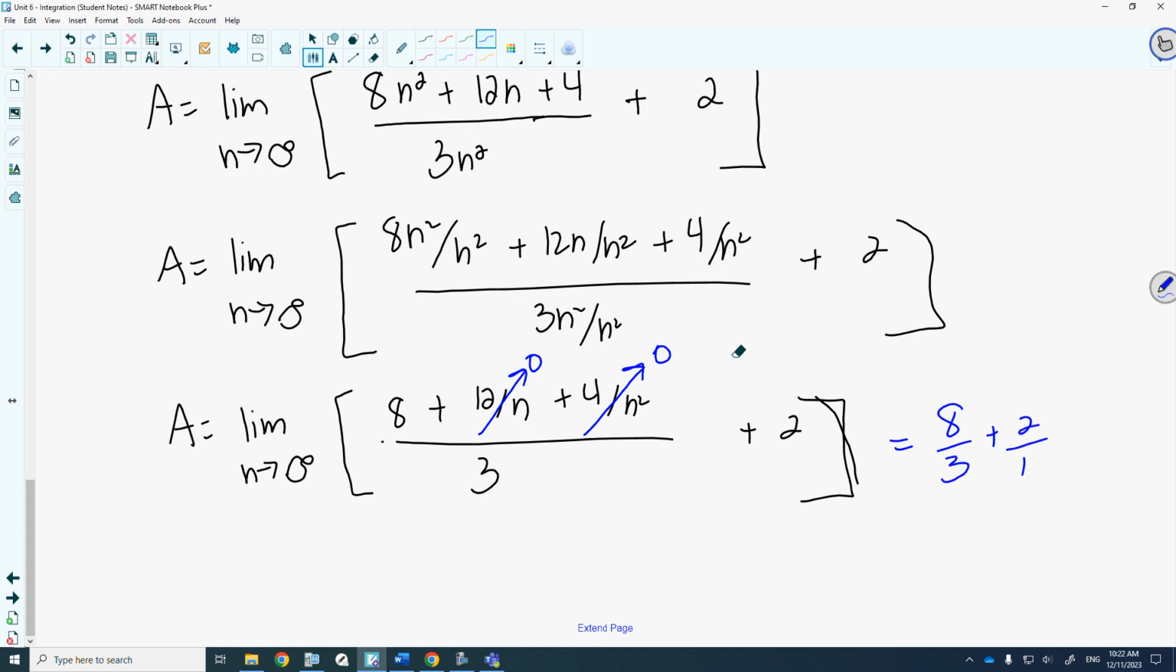And then we'll get common denominators. And we'll have 8 plus 6. We're going to get 14 over 3 units squared. So the area under the curve on the closed interval 0 to 2 is going to be 14 over 3 units squared.